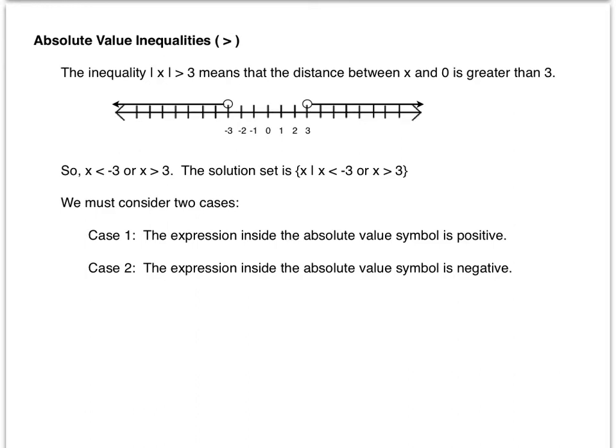The second type of absolute value inequality that we will discuss is the ones with the greater than symbol. The inequality absolute value of x is greater than 3 means that the distance between x and 0 is greater than 3. So x is less than negative 3 or x is greater than 3. So once again, we've got the or here instead of the and. The solution set is for all numbers x such that x is less than negative 3 or x is greater than 3. We still must consider the two cases that we considered in our first example, and that is that the expression inside the absolute value is positive, and in case 2, the expression inside the absolute value symbol is negative.